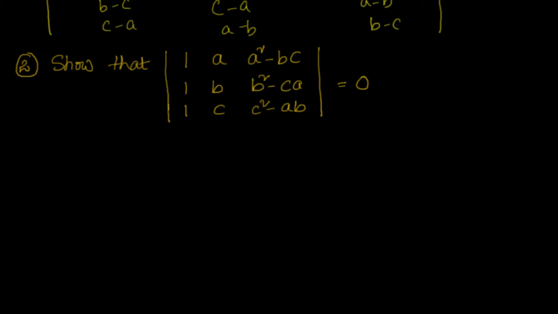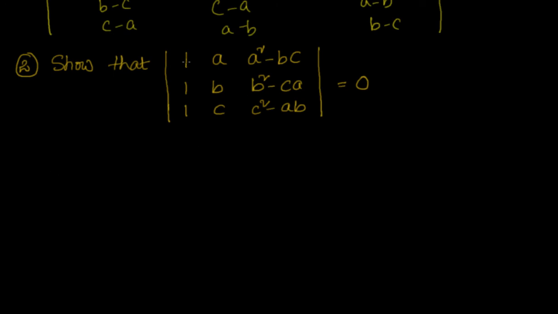We have to show that the determinant with first column 1, 1, 1, second column A, B, C, and third column A square minus BC, B square minus CA, C square minus AB is equal to 0. I don't want to expand it. One way I can do this is to subtract and then take common.